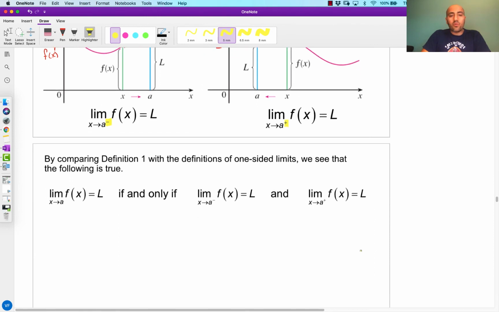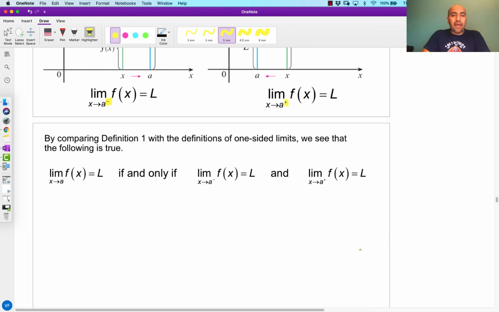By comparing definition 1 with the definition of one-sided limits, we see that the following is true: the unrestricted limit, no plus or minus there, the limit as x approaches a of f of x equals L if and only if the limit from the left-hand side is equal to L and the limit from the right-hand side is equal to L. So the unrestricted limit is more powerful.